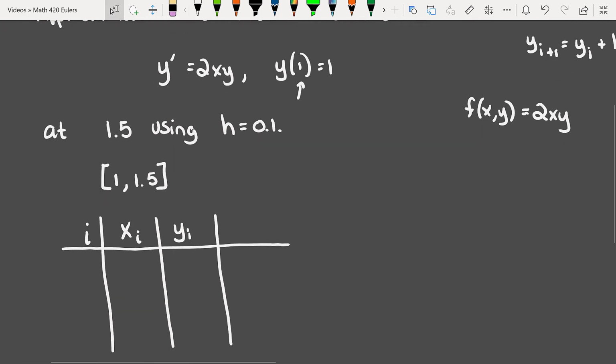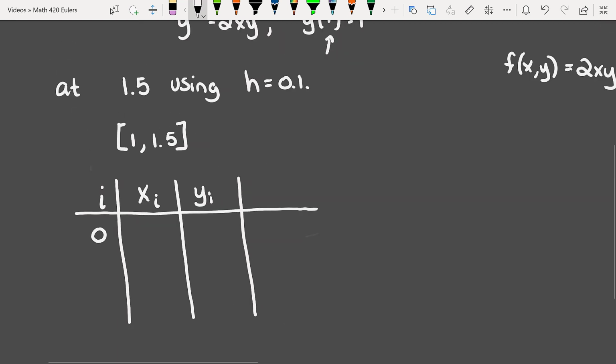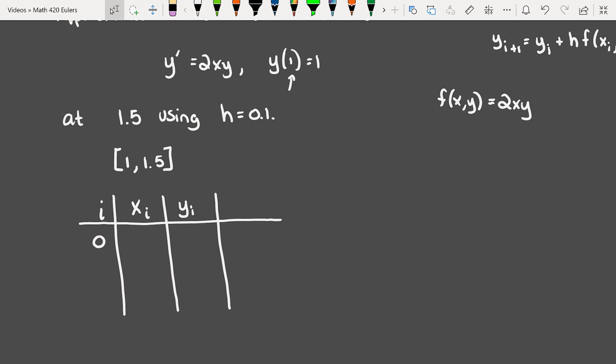Now, when I build my tables, I kind of add in a little helper column here. So I know when i is 0, that's our initial point, our initial index. Well, x sub 0 is our initial x value for our initial condition. And y sub 0 is, well, our initial y value for our initial condition.